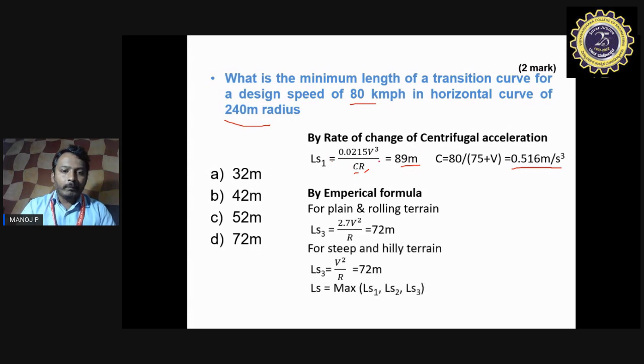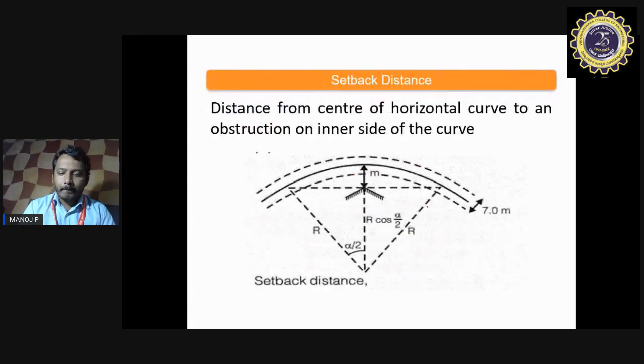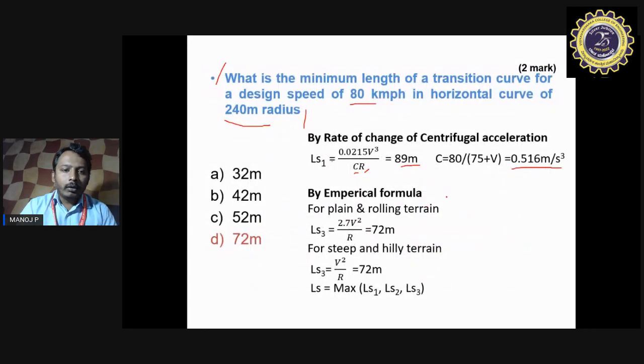When we consider the empirical formula for plane and rolling terrain, in the question they have not mentioned whether it is a plane terrain or a rolling terrain. So let us do it for both. You get 72 meters and 72 meters. So we are considering Ls1, Ls2 and Ls3. You get 72 meters.